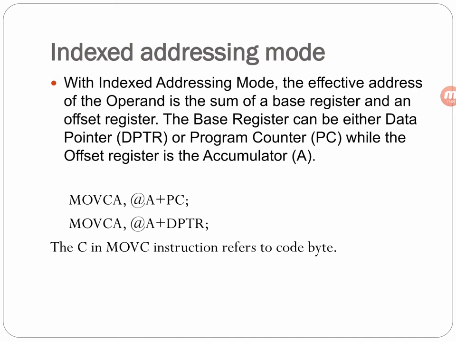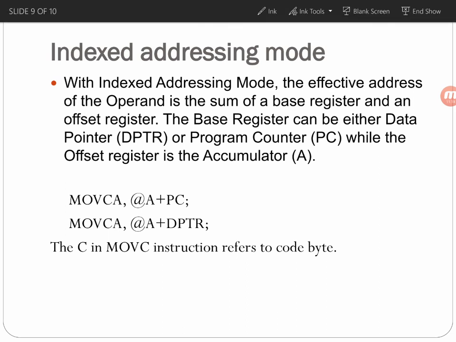Next, indexed addressing mode. With indexed addressing mode, this is very important, the effective address of the operand is the sum of the base register and the offset register. The base register can be either the data pointer or the program counter, while the offset register is the accumulator. So MOVC A, @A+PC. Usually this addressing mode is used for lookup tables. Most of the time we see this whenever we need to access data from a lookup table.